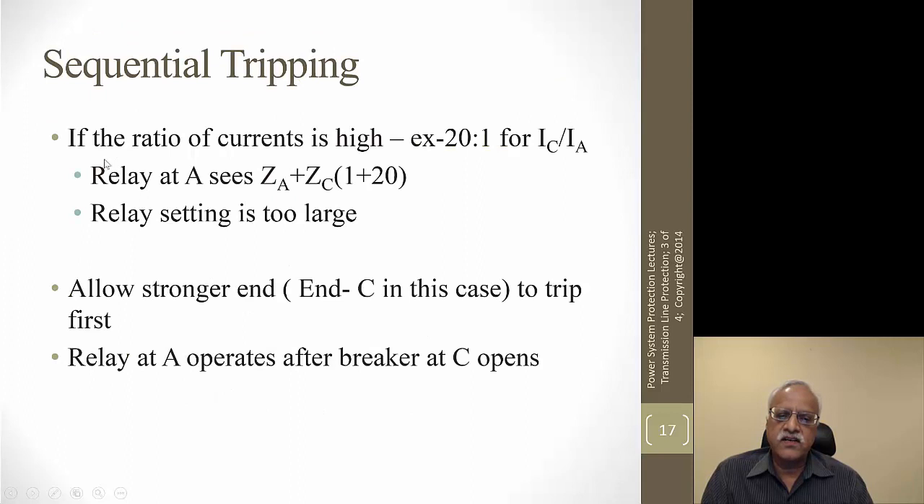Okay, sequential tripping. If the ratio is very high, then the setting of the relay is very high, and then what you do is you open the breaker at one end, allow the relay at one end to see the fault. As soon as one end opens, it becomes a two-terminal line, and then it operates after that. This is called sequential tripping.